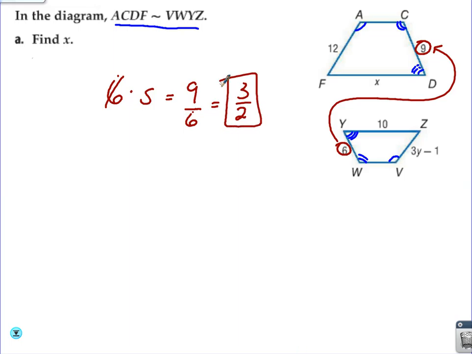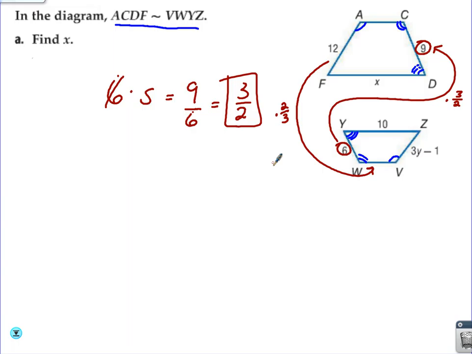Since that's bigger than 1, if you actually divide that, that's 1.5. Since that's bigger than 1, that's the scale factor from the small shape to the large shape. You'd multiply times 3 halves. If you wanted the scale factor in the other direction, you'd multiply times 2/3. The small shape is 2/3 as big as the large shape. The large shape is 3 halves times as big as the small shape.